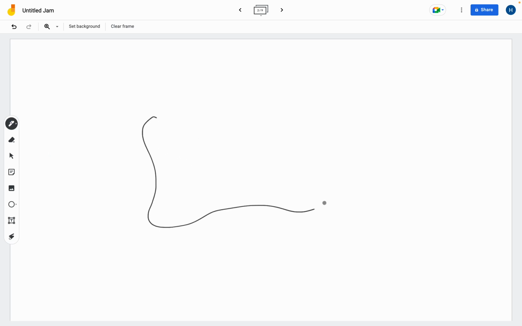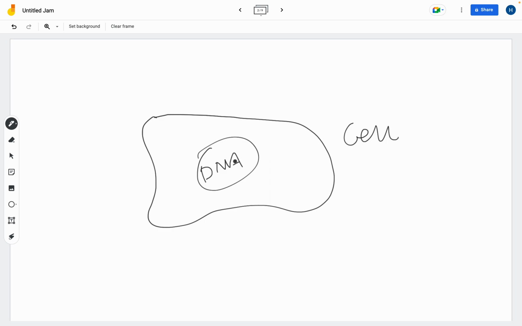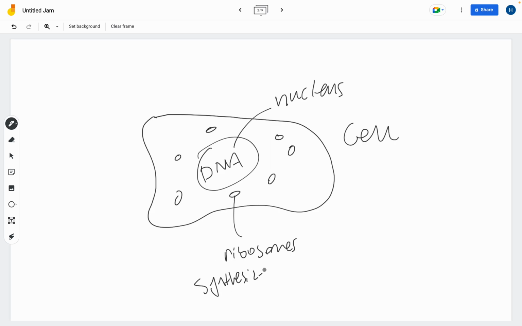Well, I'm going to draw a rough diagram of a cell here. A cell, right? And most cells have their DNA in their nucleus, including us humans. So our DNA is contained in what is called the nucleus, the brains of the cell. Now, if you know basic cellular structure, you'll know that the DNA in the cell is surrounded by lots of ribosomes. So these are ribosomes.